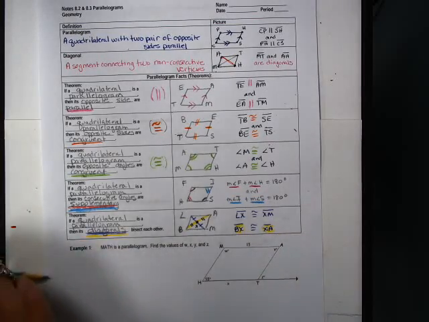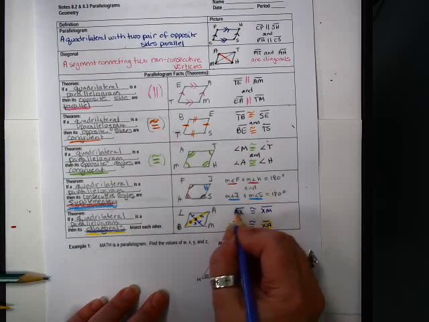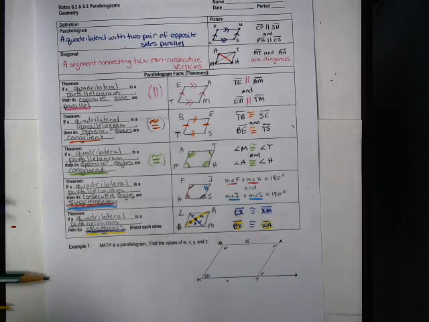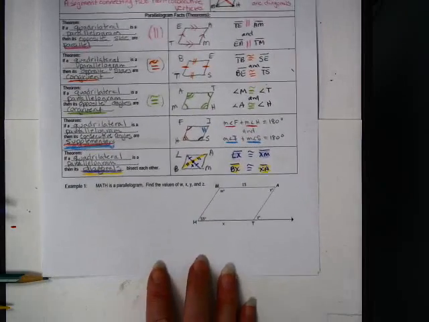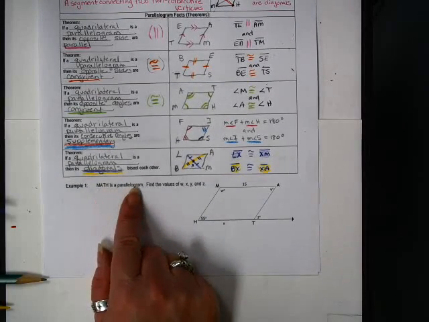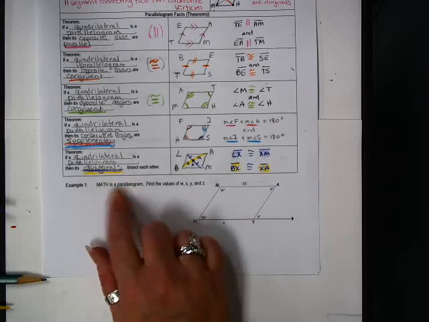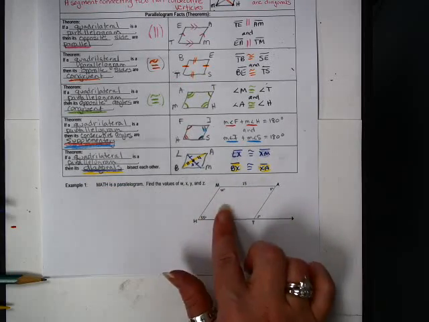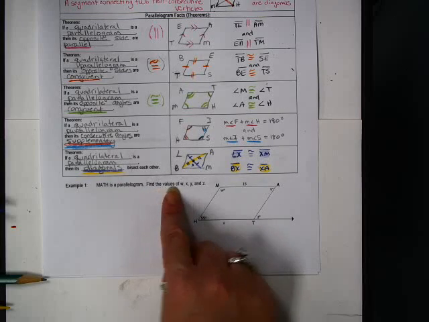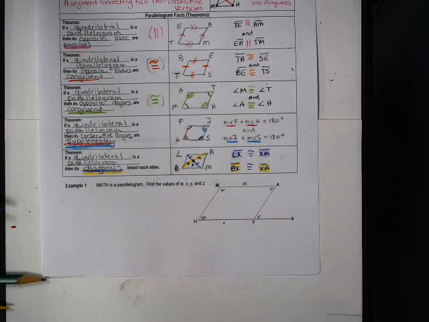Okay, and this one is the purple one. Okay, here's an example. Math is a parallelogram. So they're telling us up front that this shape right here is a parallelogram. So all of these facts apply. Find the values of W, X, Y, and Z.